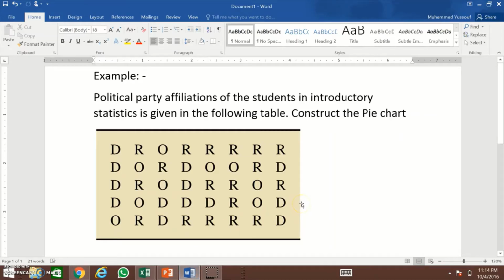Hi everyone. Today I'm going to show you how to make a pie chart in Microsoft Excel. And I'm taking an example from your textbook. The example is the political party affiliation of the students in an introductory statistics class is given in the following table. We are asked to construct a pie chart.